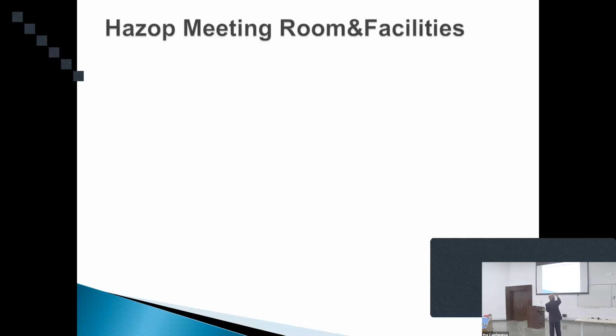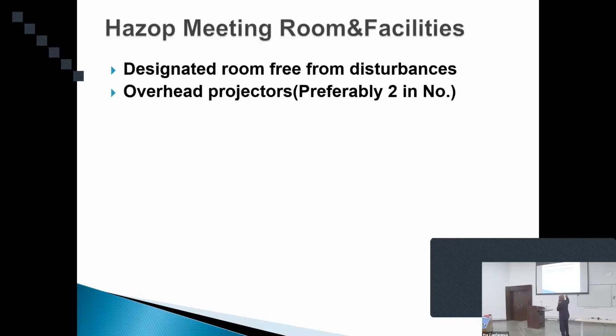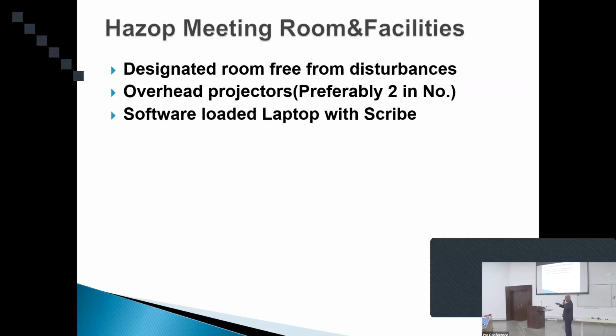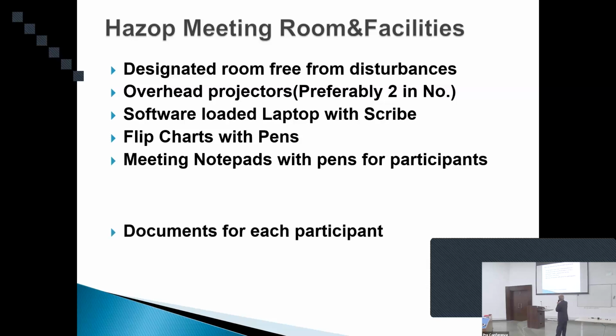So then, the facilities: our meeting room should be a designated room for free discussion, free from disturbance. Nobody should disturb. Okay. And an overhead projector, preferably 2 in number. A software-loaded laptop so that the scribe can record all the proceedings, and then flip charts with pens, where people can explain what things can happen. Okay. Then meeting notepads with pens for participants. These are the things that are all needed for the meeting.